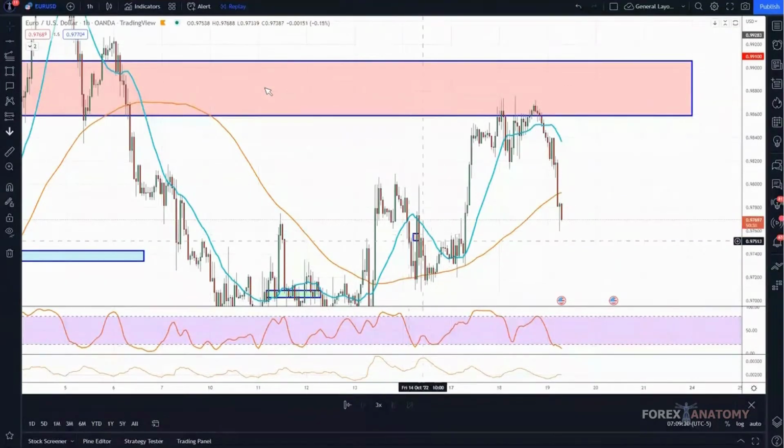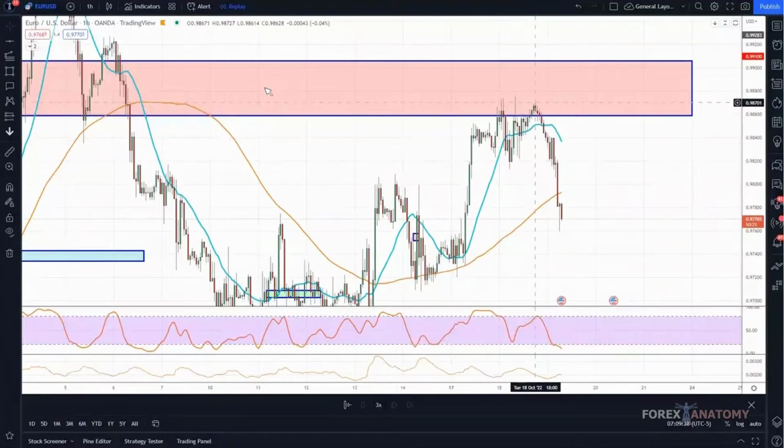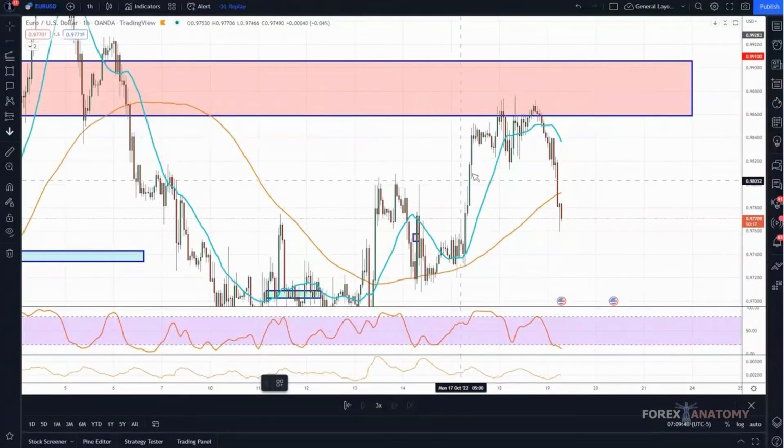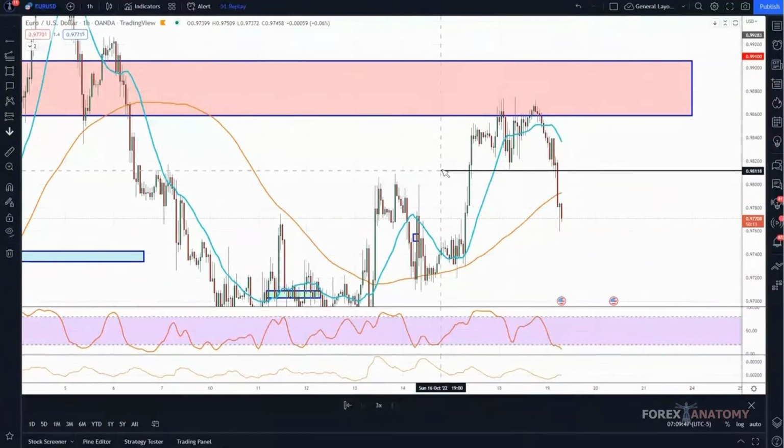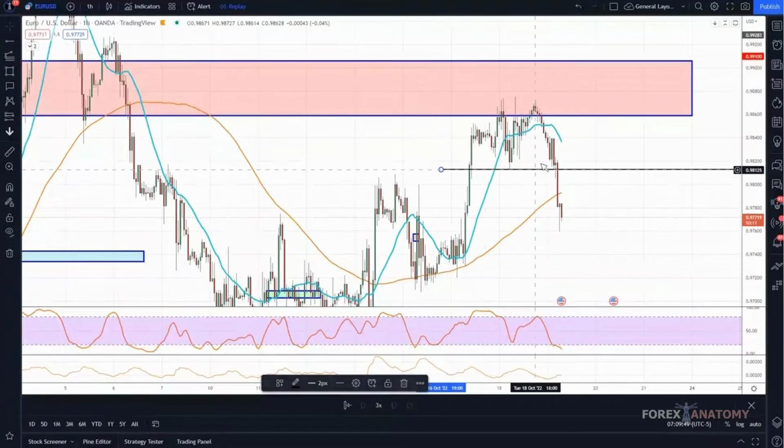As you can see, price hit this area of supply. This is 4 hour supply, I believe. Price consolidated, and then we had a break and violation of structure to the downside. We saw price break and close below this level. And as soon as price did this, that's when we need to look for opportunities to sell. So that's what we're going to look for. We're going to look for opportunities to sell.